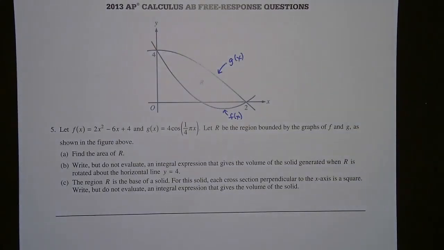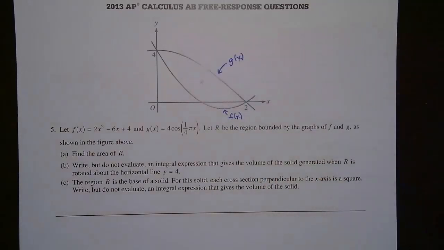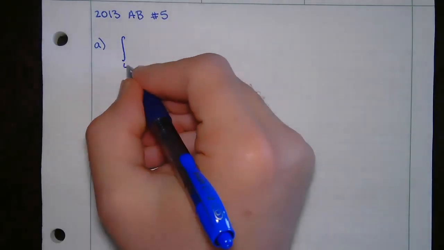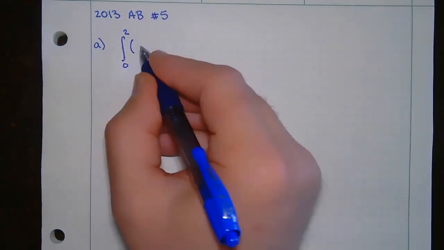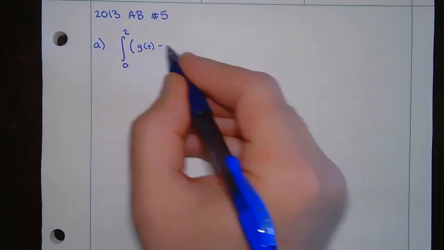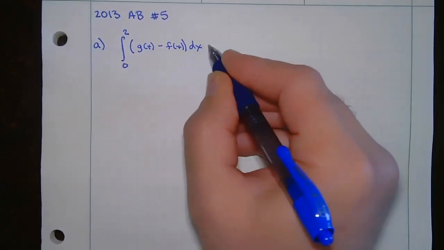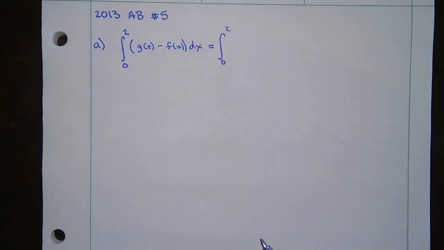Okay, so we're going to have to do top minus bottom, and we're going to have to integrate from 0 to 2, and we would just go vertically, right? That'd be the easiest way to do it. Okay, so let's go ahead and do that right now. We're going to need to do this by hand. The integral is going to be the integral from 0 to 2, and the top curve is g of x, so it's going to be g of x minus f of x dx.